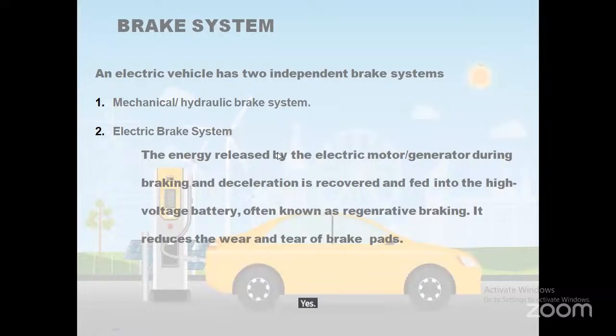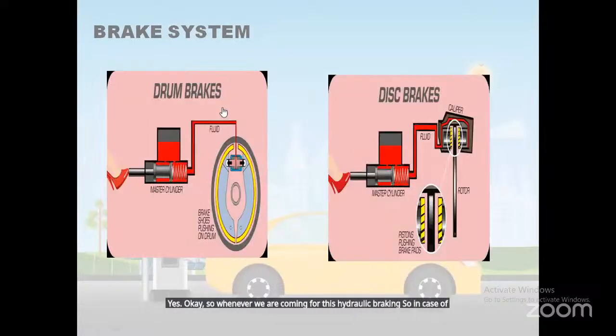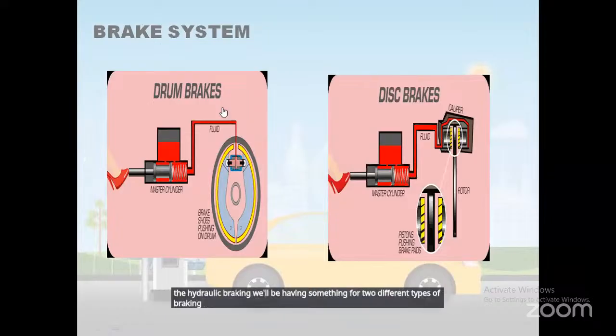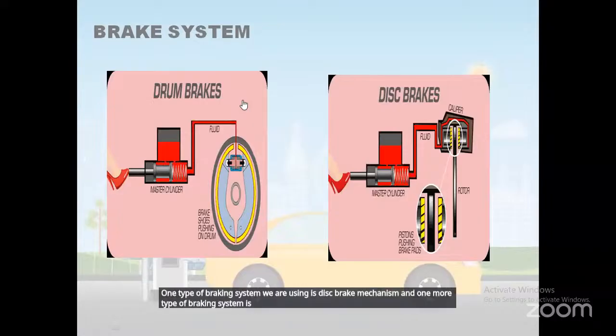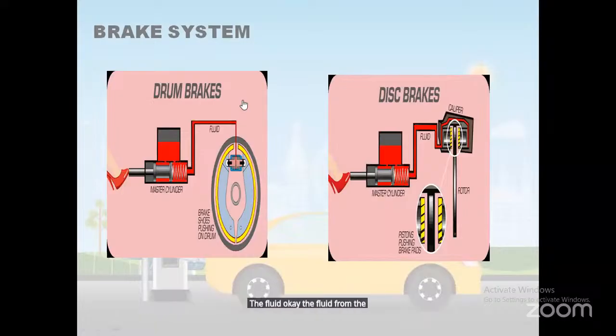Whenever we come to hydraulic braking, we'll be having two different types of braking systems. One type is the disc brake mechanism, and one more type is the drum brake mechanism. In the case of the drum brake mechanism, whenever the brakes are applied, the fluid from the brake will be transferred into the wheel, or there will be a proper channel where you can observe.